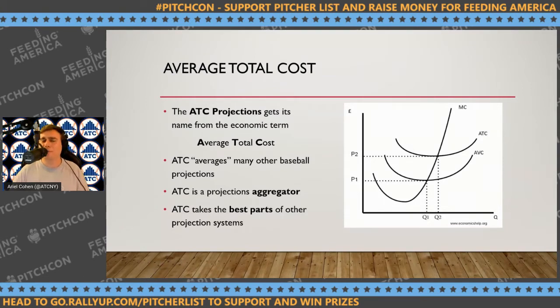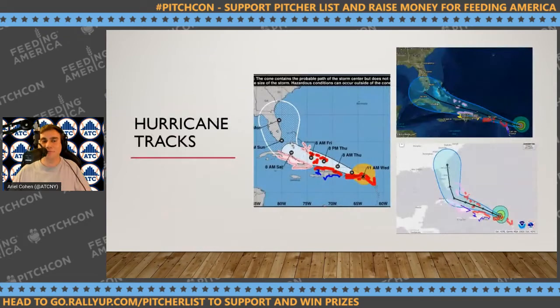And I'm going to talk a lot more about that in the coming minutes, but it seems intuitive, right? If you don't know anything about projections and you just average them, you might be averaging in a really crappy one somewhere in the middle. You don't want to do that. And ATC happens to be my initials, so that works out.